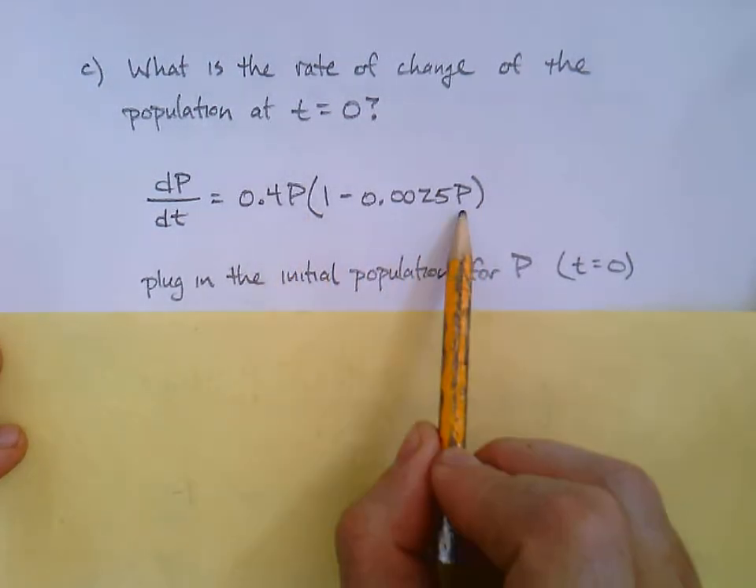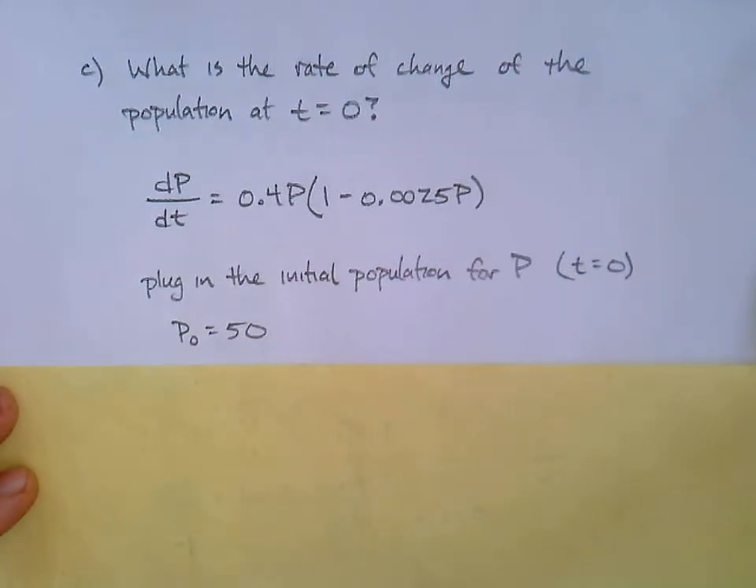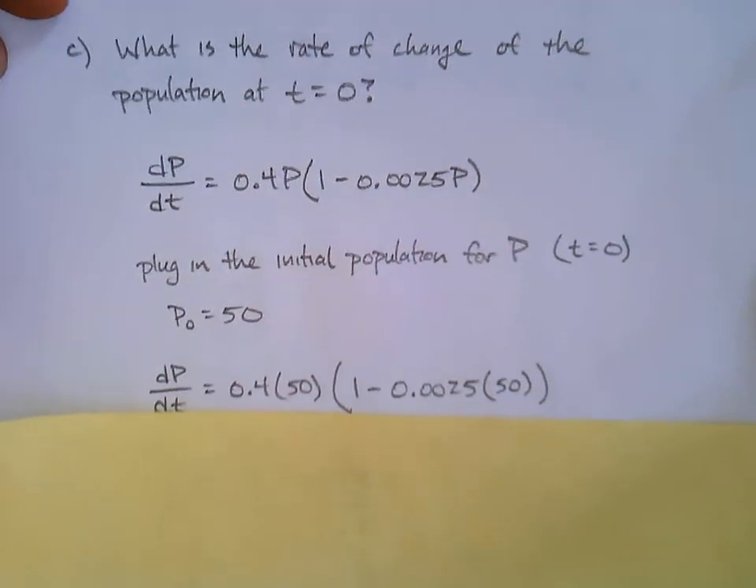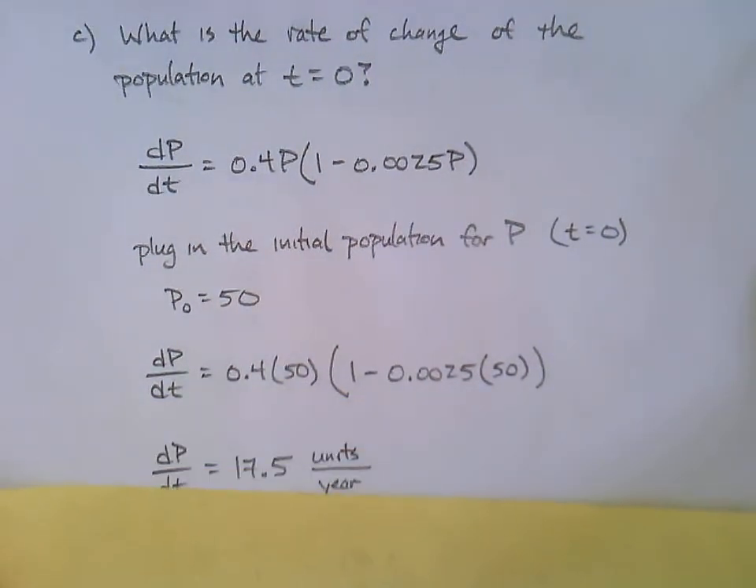And we know that to be 50, so we can plug in 50 for the p's. dp over dt equals 0.4 times 50 times the quantity 1 minus 0.0025 times 50. And we can get an answer right there. I got 17.5. dp over dt equals 17.5.